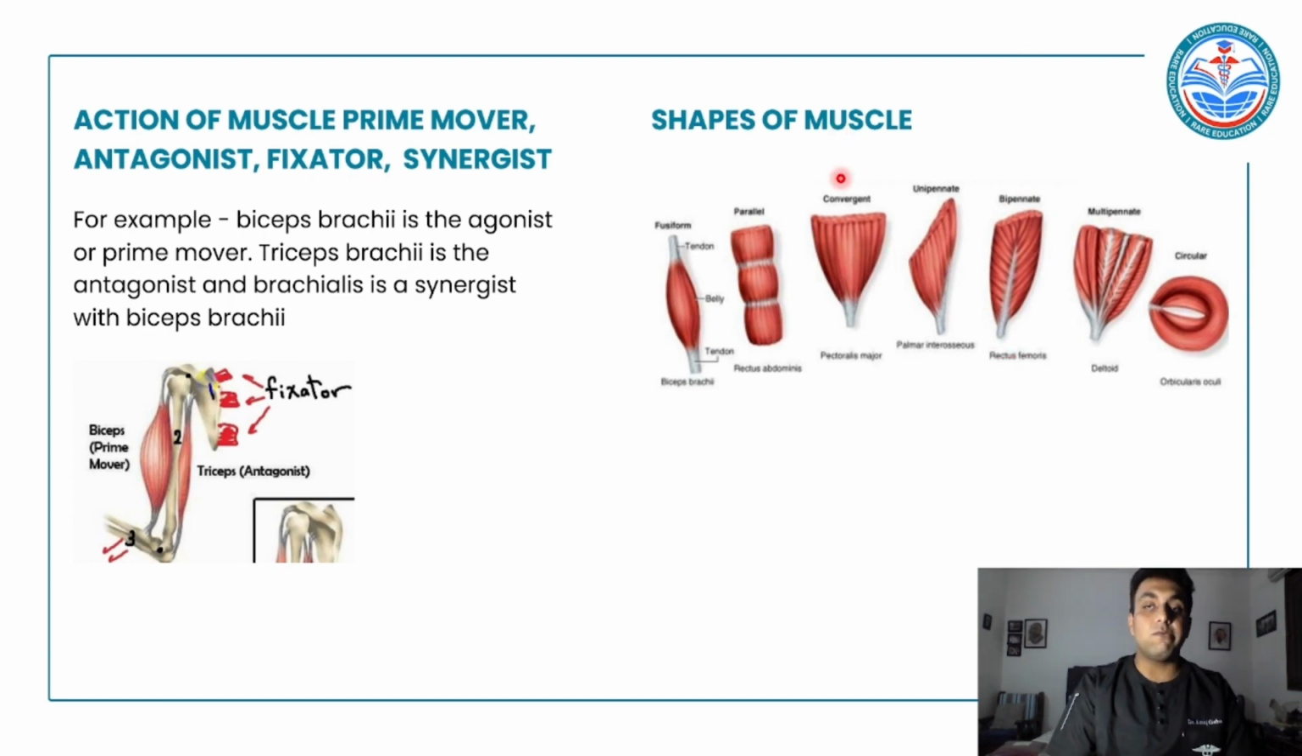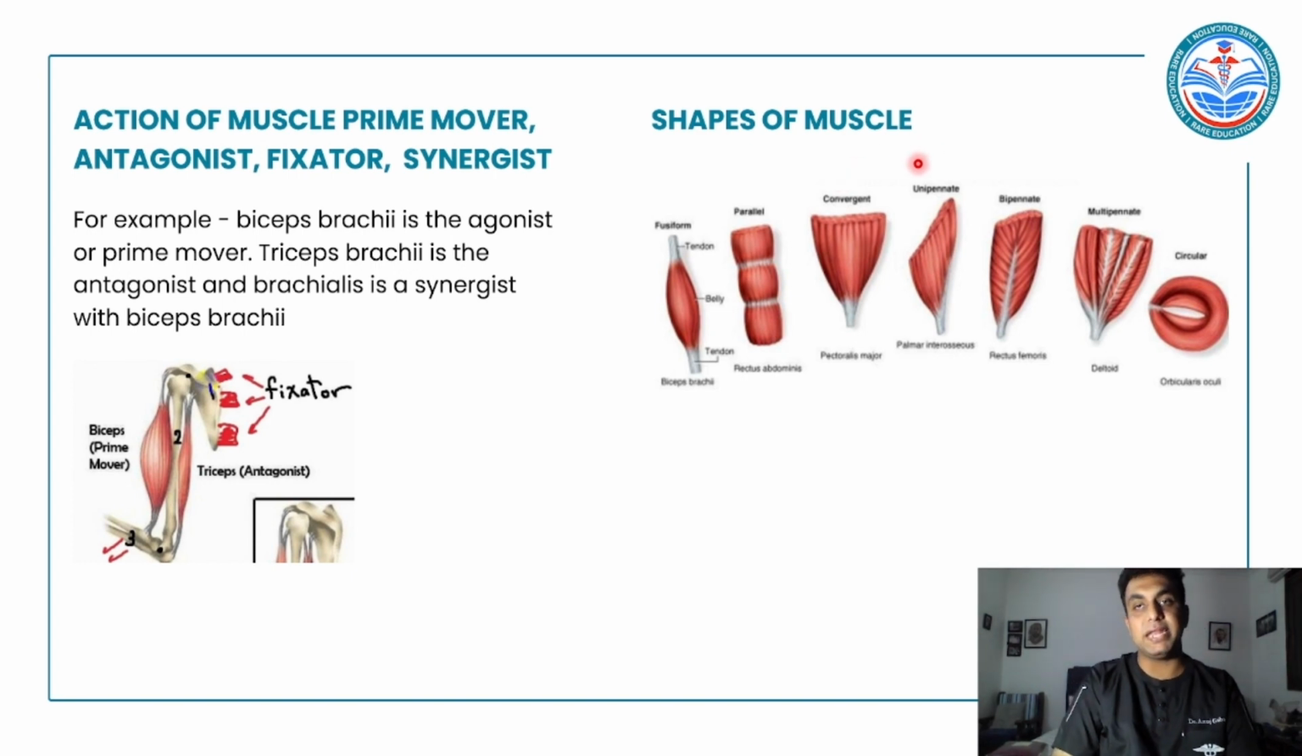Now, convergent. Convergent means that the muscle fibers are going to converge at one point. They start at different points, but they finish at one point. That is called convergent. For example, pectoralis major.